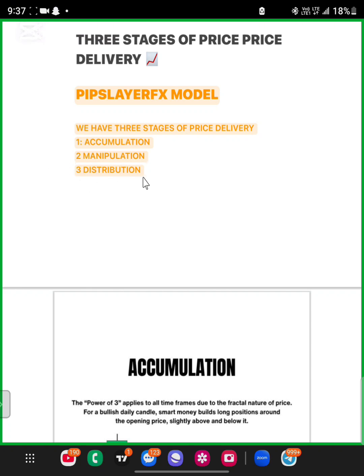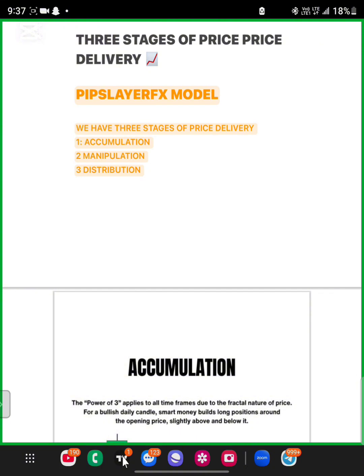Now, what am I trying to explain here? We have basically 3 stages of price delivery. These are the 3 stages the market will pass through before distributing. It's a must. Market will always take out these 3 rules. Market will always accumulate, manipulate before distribute.